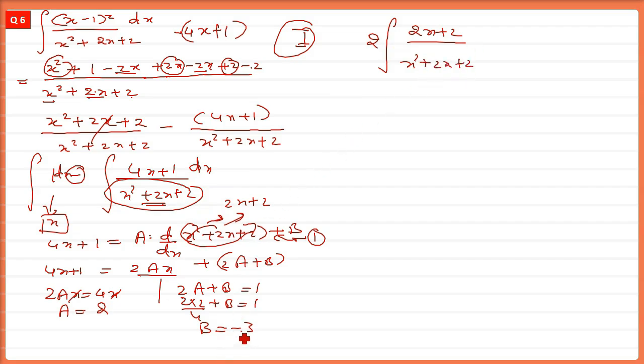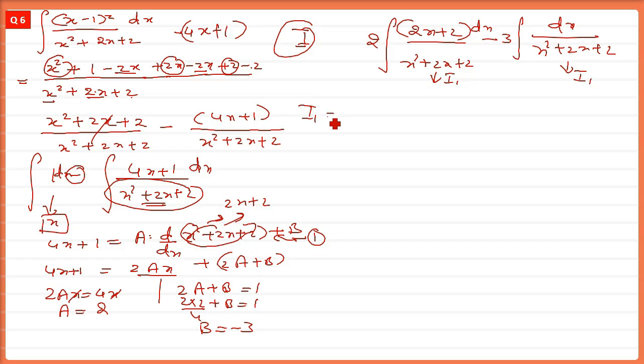Now what is b? B is negative 3. So negative 3 you can take it out. And what is the integration? Dx divided by, I am talking about b. So b is negative 3 taken outside, x square plus 2x plus 2 will remain in the denominator. Now this you call it as I1, this you call it as I2.